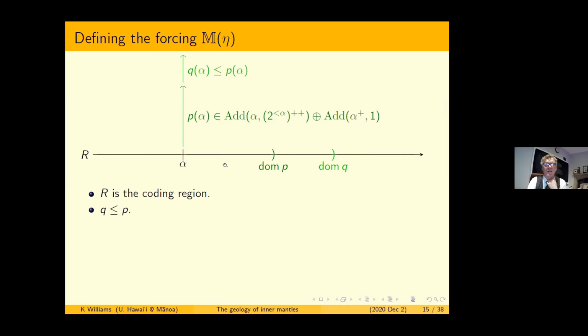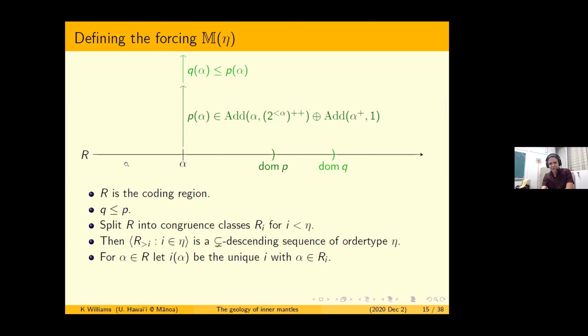Could you clarify the coding region? Is this for one step in your ill-founded iteration, or is that what you're... I will clarify immediately. Actually, that's the next thing to say.